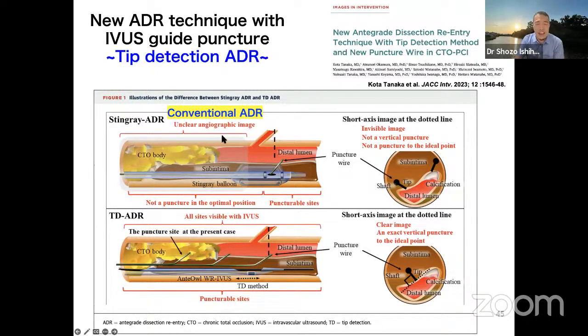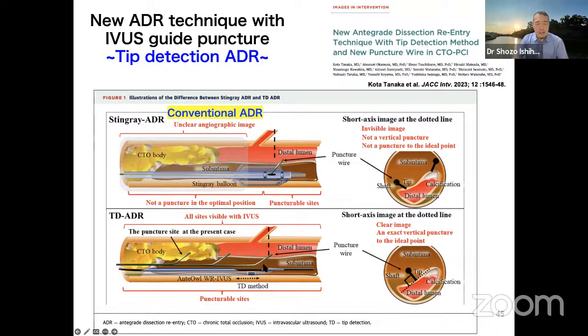So this is a conventional ADR, as you know. We sometimes use a Stingray balloon. But for this purpose, we should visualize the distal part from contralateral injection. And if the subintimal space is too large, at that time, it is difficult, or we should do the STRAW technique or something. And the puncture point is a little bit limited because of calcification or something.